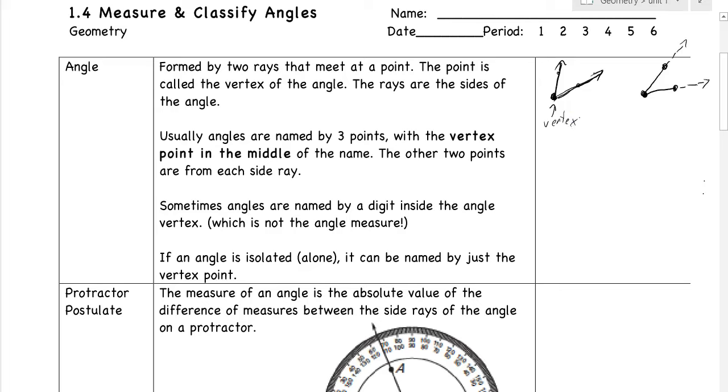When we name these things, we're going to use a little angle sign in front of the three letters. You have to go from one side to the vertex to the other side. So the vertex is always the middle letter. It doesn't matter which way you go.